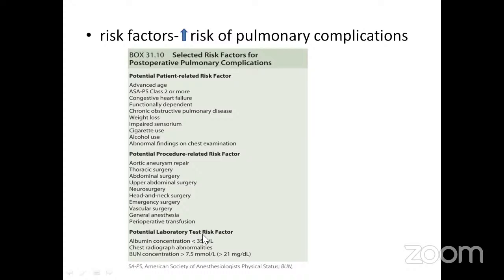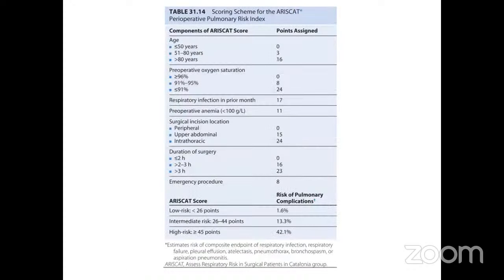Potential laboratory test risk factors are albumin concentration less than 35 grams per dL, chest radiography abnormalities, and urea more than 7.5 millimoles per liter. This is the ARISCAT score, an assessment of respiratory risk of surgical patients from the Catalonia group. It estimates the risk of composite endpoints of respiratory infections, respiratory failure, pleural effusion, atelectasis, pneumothorax, bronchospasm, and aspiration pneumonitis. This score only estimates the postoperative pulmonary risk, not the mortality.